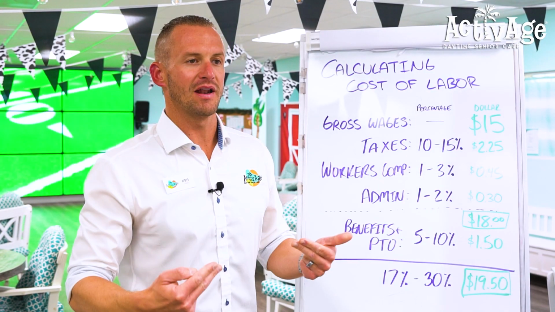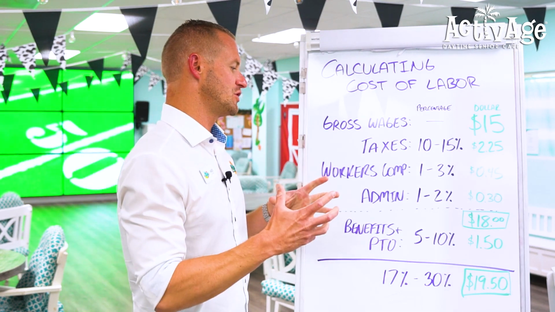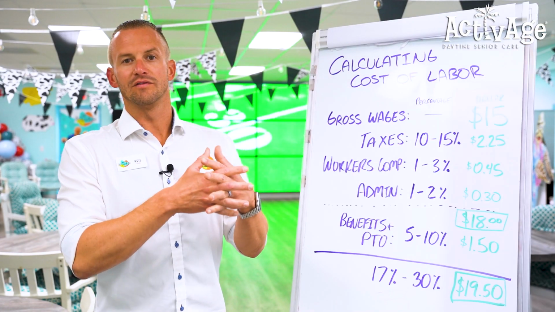So what is that gonna look like? How much are you gonna spend in those benefits or in that PTO, right? Or the combination of those two. I would always factor that it's probably gonna be somewhere between 5 to 10%.